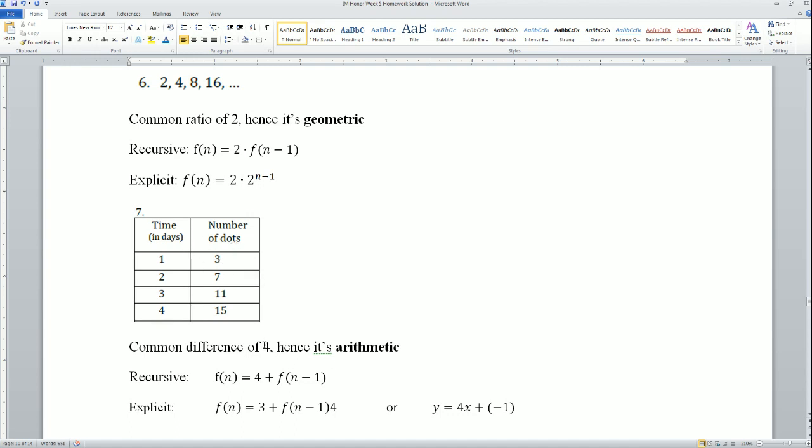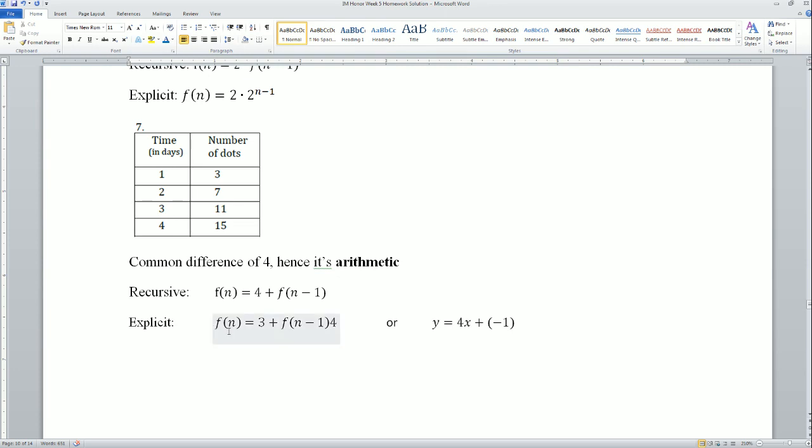Again, figure out your common difference. The common difference from 3, 7, 11, and 15 is positive 4. It is going up arithmetically because it's adding 4 each time to get the number of dots. So the recursive is 4 plus the previous term.